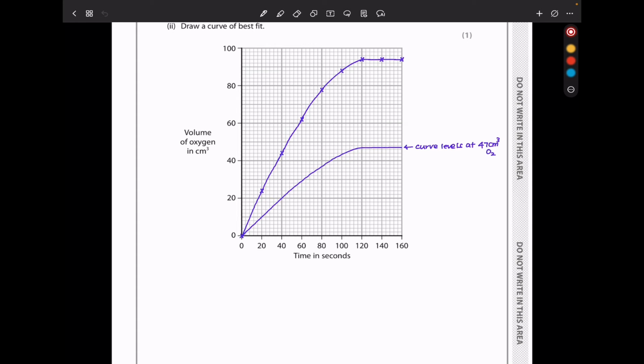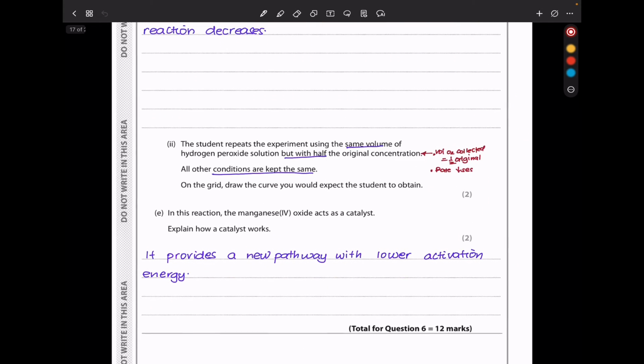Remember, the rate has to be lower, so the curve has to be inward in comparison to the other, and then it has to curve in at halfway this volume here, because this is volume of oxygen. If the concentration is half, it means the volume of oxygen collected at the end is going to be half the total volume collected in the other experiment. So it's going to be about 47 centimeters cubed of oxygen collected.